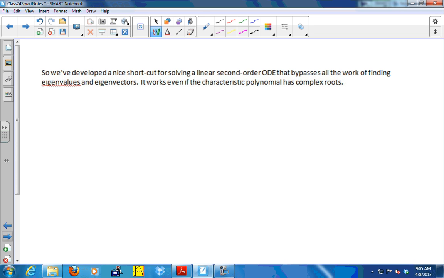Nope. It doesn't have to be partially decoupled. It has to be any second order ODE, right? Like a y double prime plus b y prime plus c y equals 0. Any second order equation we can use this method on.